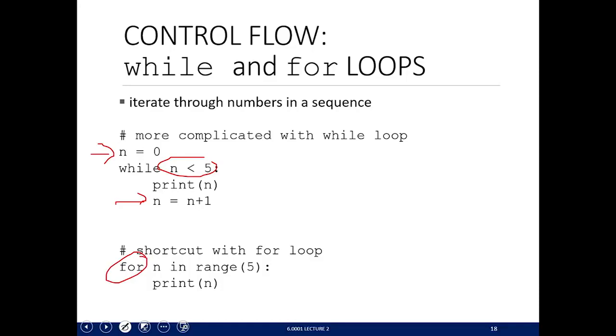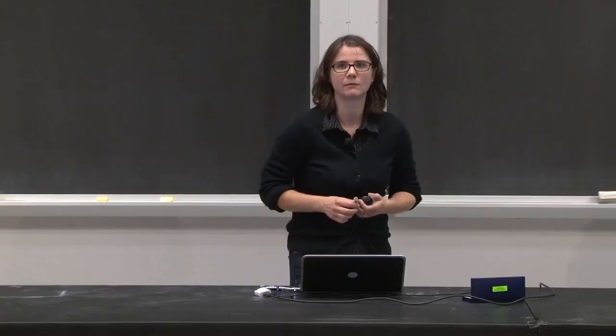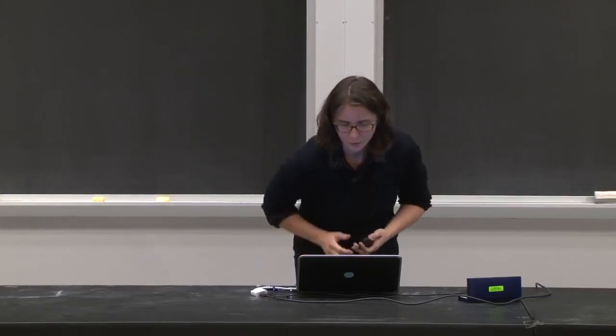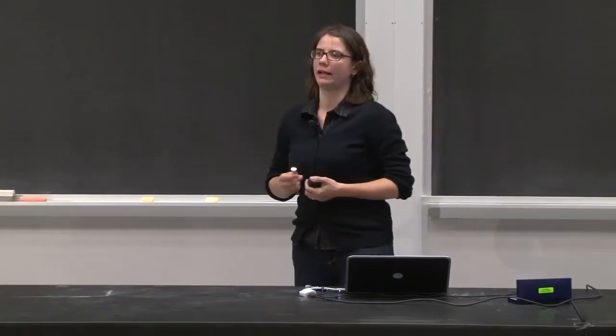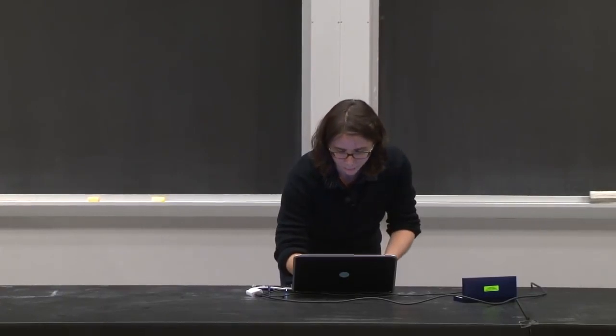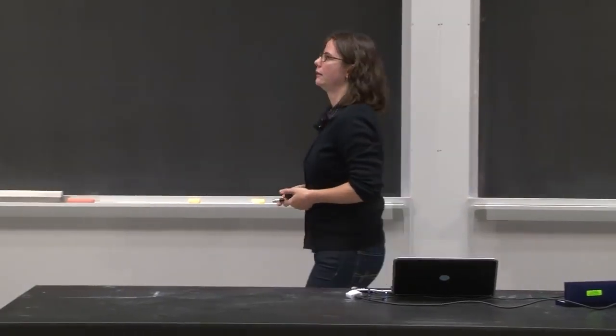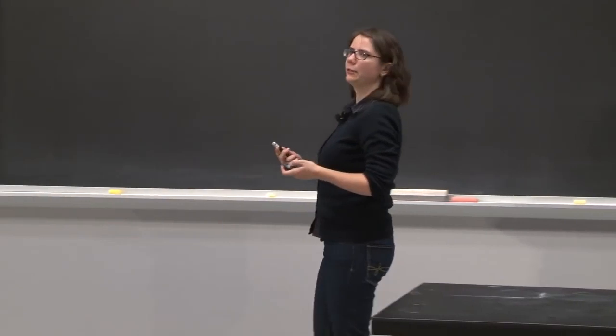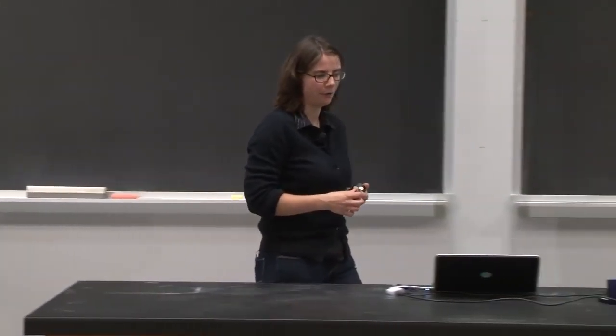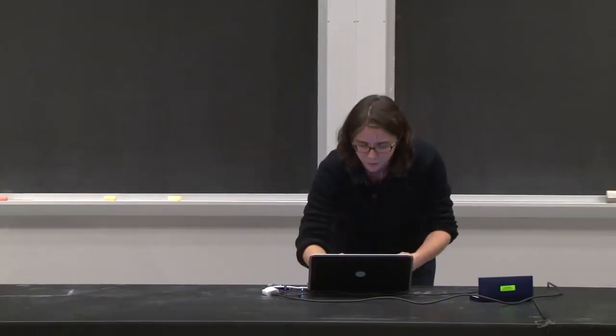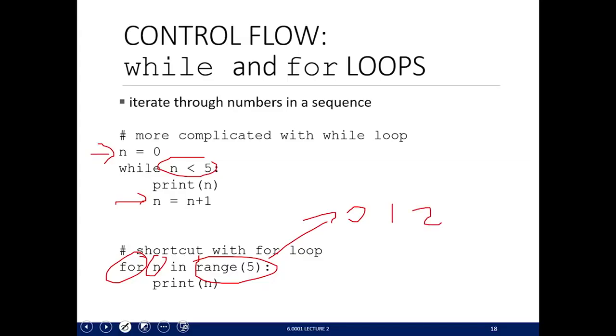So the for loop says for some loop variable, in this case I named it n, you can name it whatever you want, in range 5, we're going to come back to what range means in a little bit, print n. Okay? So every time through the loop, you're going to print out what the value of n is. Range 5 actually creates internally a sequence of numbers starting from 0 and going to that number 5 minus 1. So the sequence is going to be 0, 1, 2, 3, and 4.